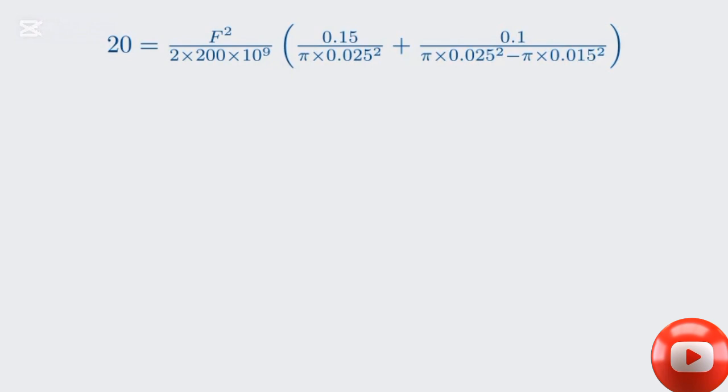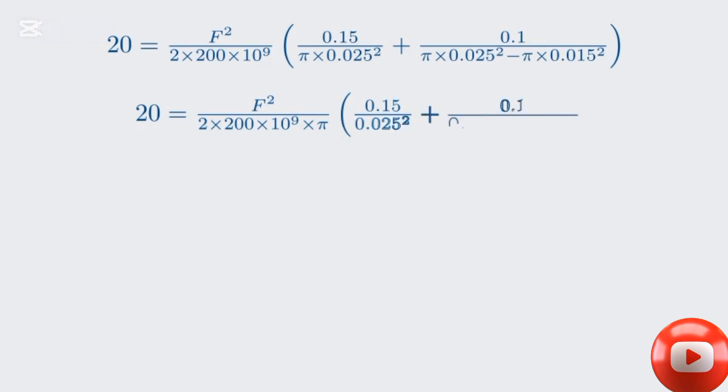Notice that pi is a common factor in the denominators inside the bracket. Let's pull that out. By factoring out pi, we get 20 equals F squared over 2 times 200 times 10 to the 9th times pi, all multiplied by the quantity 0.15 over 0.025 squared, plus 0.1 over the difference between 0.025 squared and 0.015 squared. This matches the form in our solution.